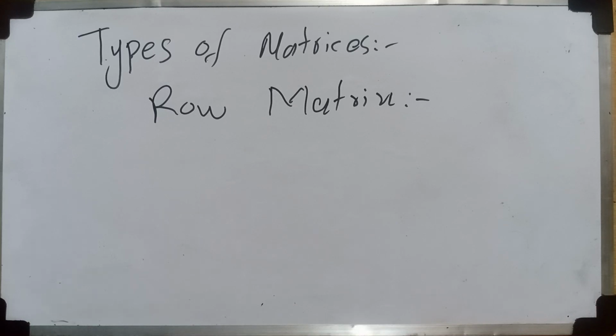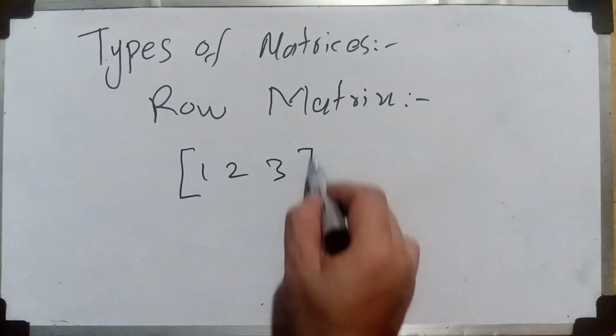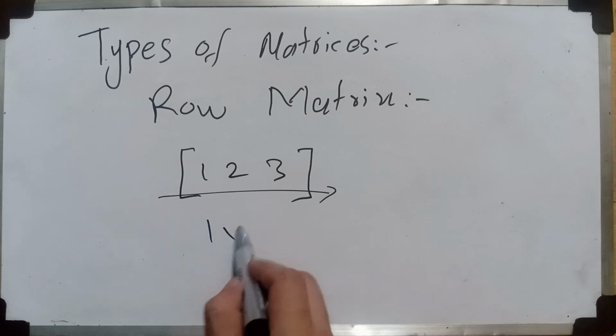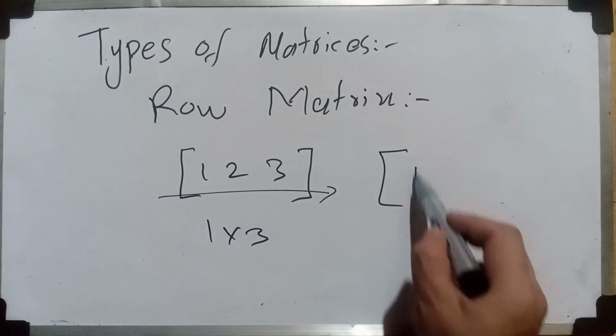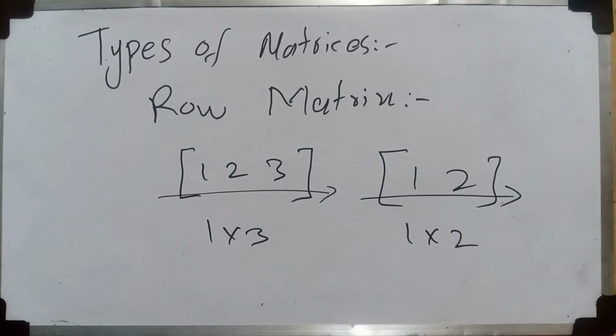Today we will be discussing various types of matrices, and the first type we are going to see is a row matrix. A row matrix is a type of matrix that has only one row. So the order of this matrix is 1 by 3, and we can have this type of row matrix. It has one row and two columns. As you can see, any matrix with only one row and any number of columns is called a row matrix.